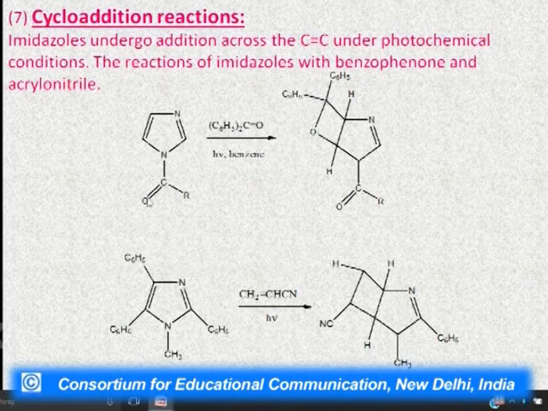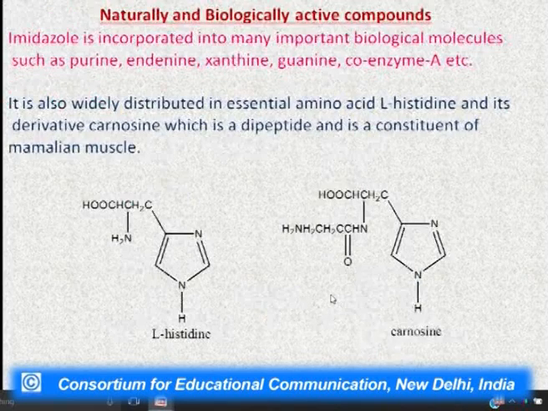This is the imidazole ring. It will react with first benzophenone in the presence of benzene and sunlight. It will give us this cycloaddition product. In the second equation, you can say this is a substituted imidazole. It will react with acrylonitrile in the presence of sunlight and it will also give us a cycloaddition product.